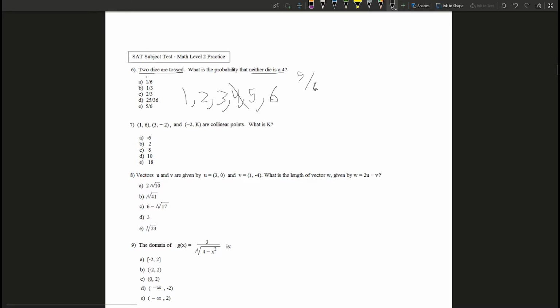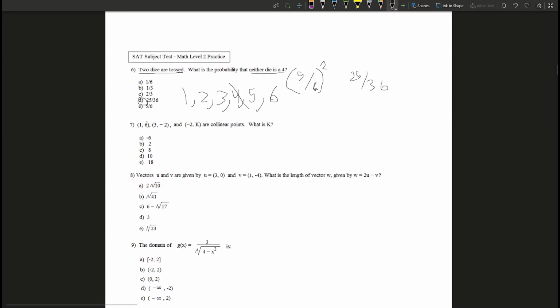And then we have 2 dice. So all you want to do is just exponentiate this to the number of things that we have, so 2 dice. So you just have to square it. And then that's going to give us our answer 25 over 36, which is going to be letter D right here.